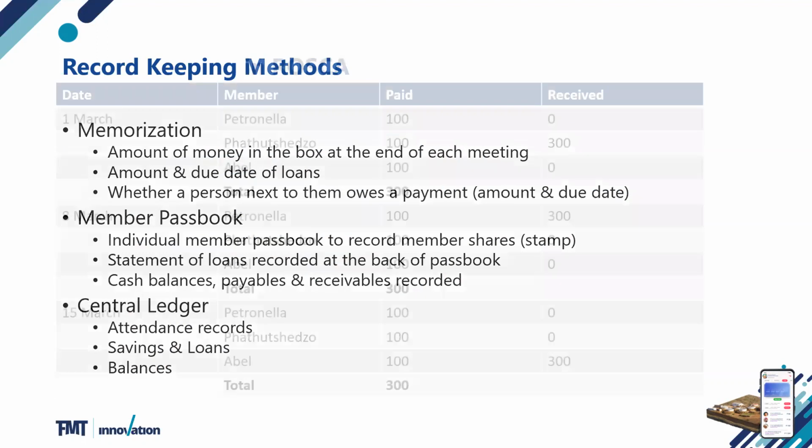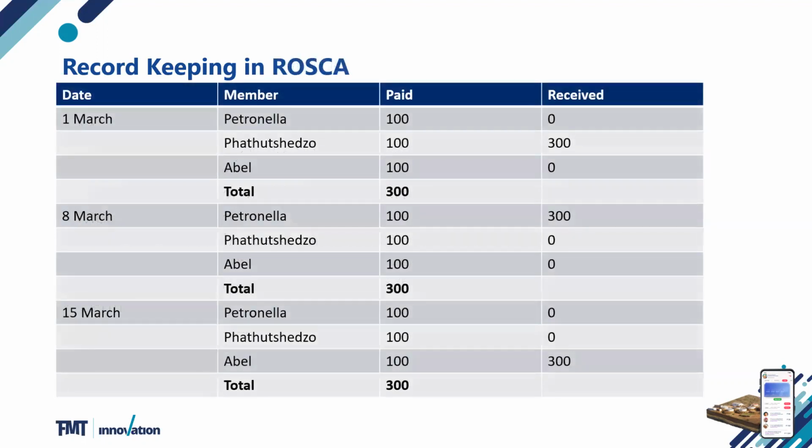Now, when it comes to the details of record keeping, the rotating savings group model requires recording of amounts collected, attendance at the meeting, the member contributions, and the lump sum recipient. Now, the table that you see there is an example of a rotating savings group record book. And for simplification, I have only included 3 members who meet once a week. And it shows how much each member contributed and who received the lump sum.